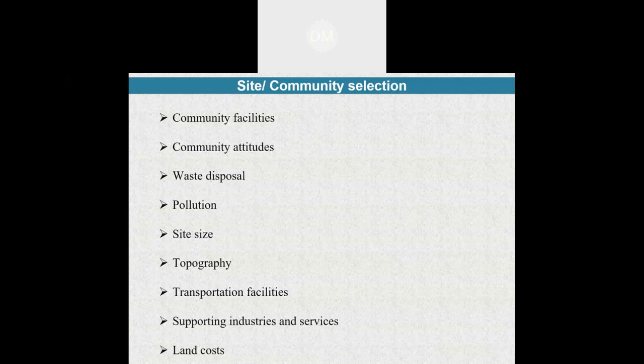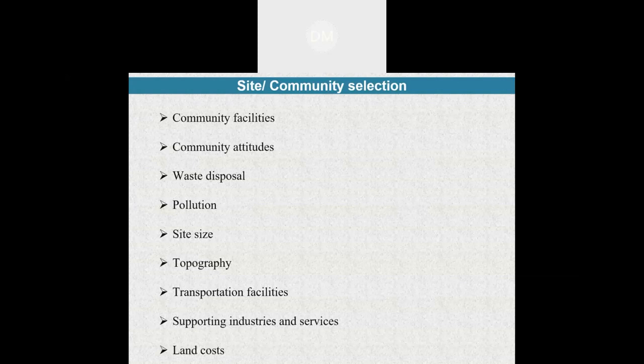Then topography, meaning the soil structures. So drainage facility must be suitable. If considerable land improvement is required, then low priced land might turn out to be too expensive. So this is the topography point.